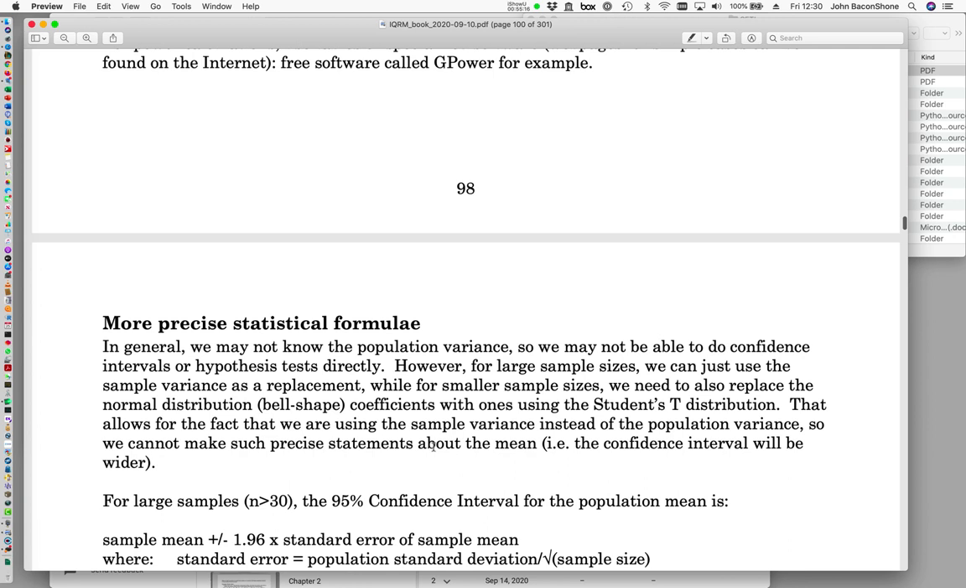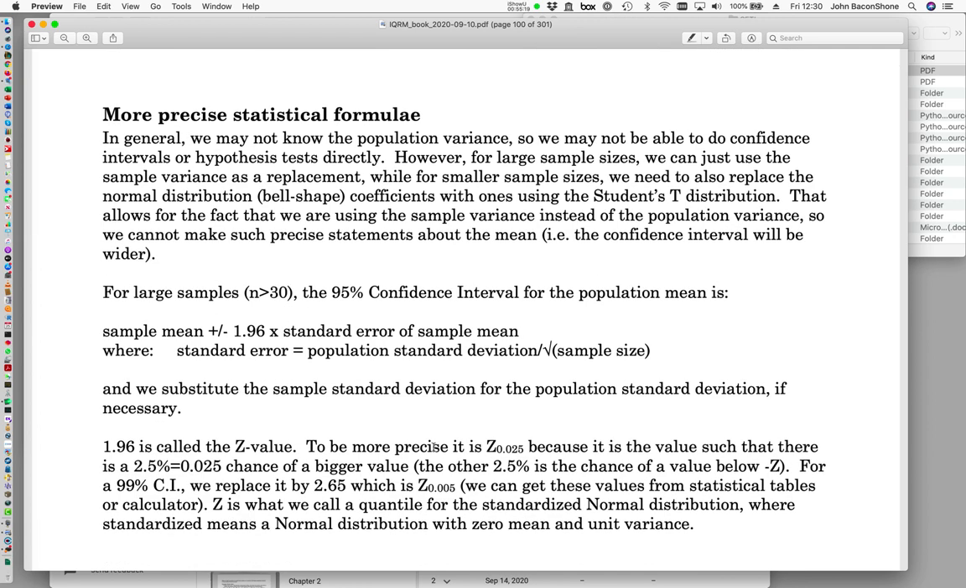Okay, so we've sort of been waving our hands around rather in terms of the formulae. So we need to introduce rather more carefully what the statistical formulas are for both our confidence intervals and for our hypothesis test. Now, as I mentioned, in general, we may not know the population variance, so we may not be able to do the confidence intervals or hypothesis test directly. But as I said, for large sample sizes, we may be able to use the sample variance as a replacement, whereas for smaller sample sizes, we need to replace the bell-shaped curve coefficients with ones using a student's t-distribution.